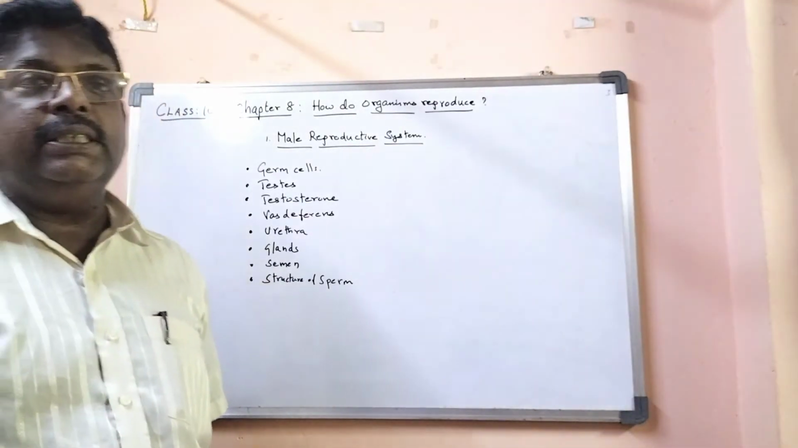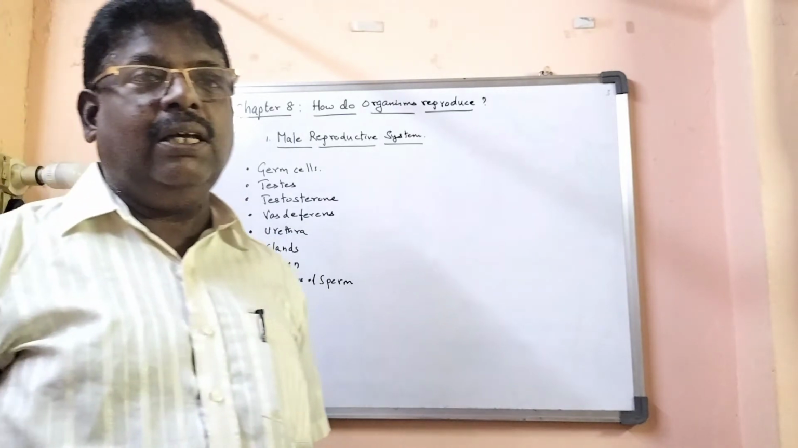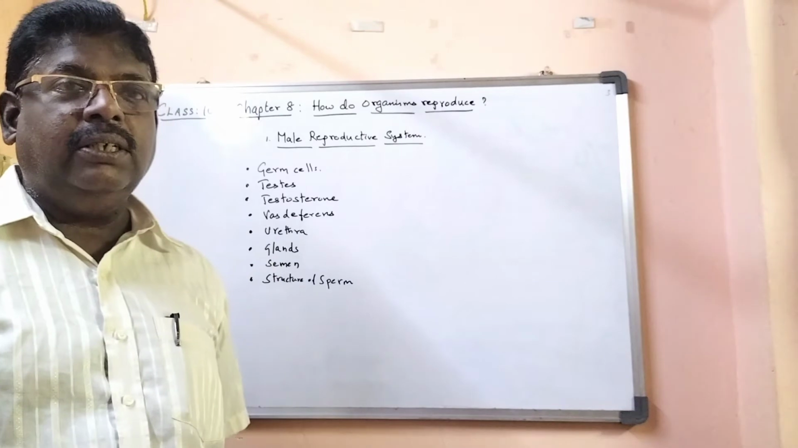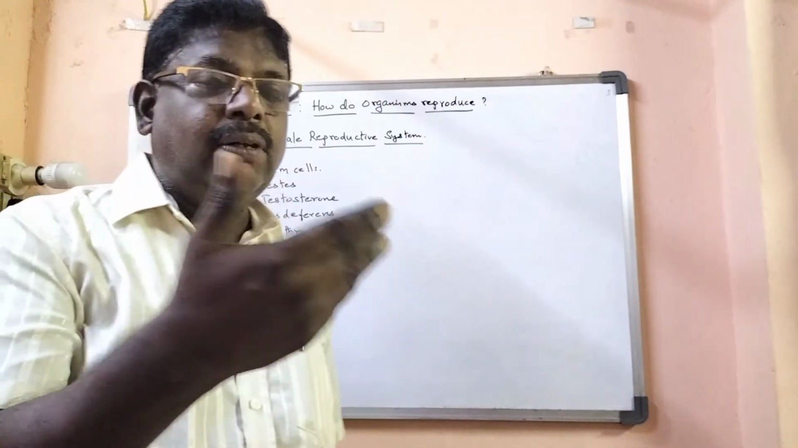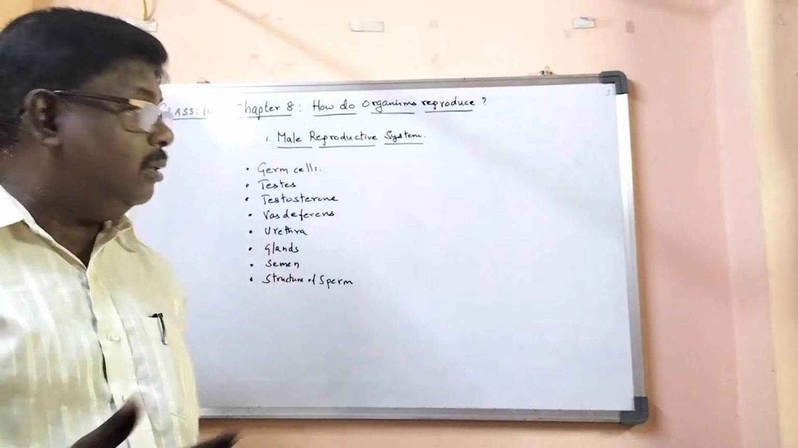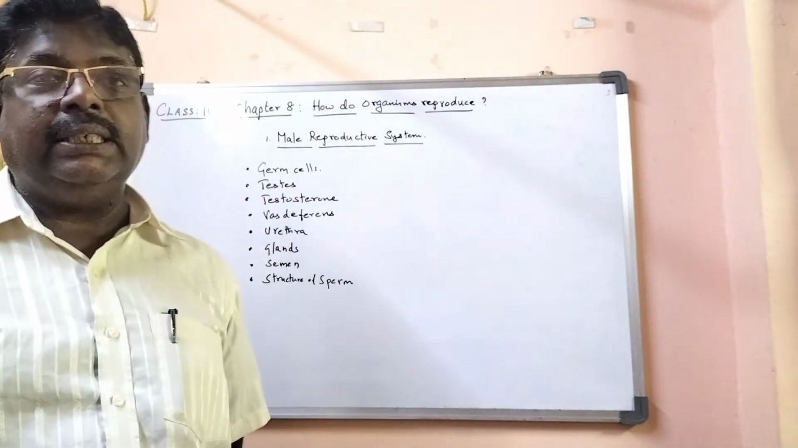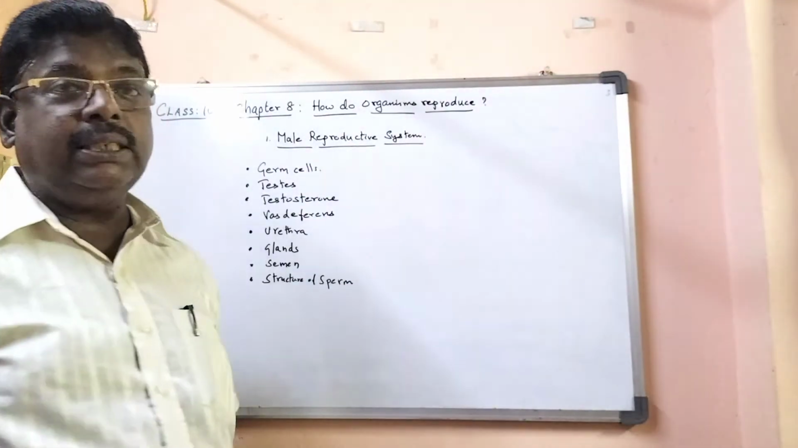Vas deferens. Actually, the testis has various ducts. One important duct, meaning tube, is the vas deferens. The sperms, the germ cells, travel through the vas deferens. Vas deferens is a duct, so the sperms move on into the vas deferens.